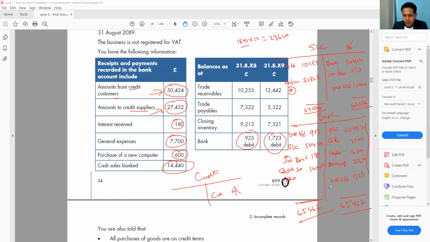So for the loan, we have 6912. Very well done. 6912 is the balancing figure. This is my loan. All right, so this is the one they're asking for. So let's move on to our next question.